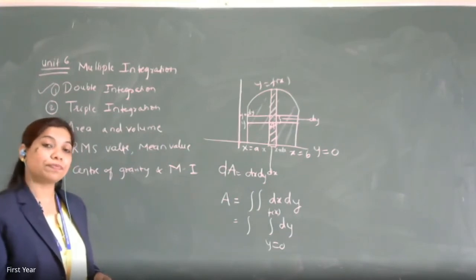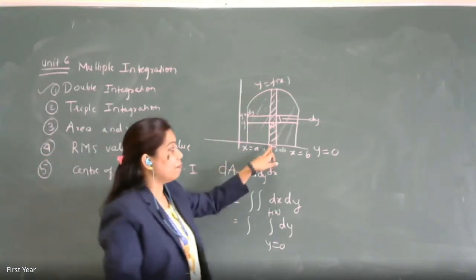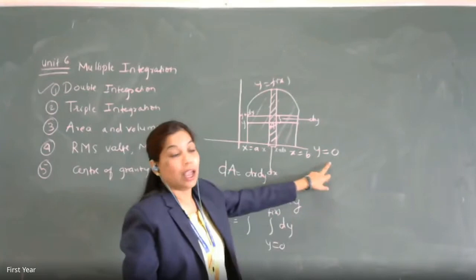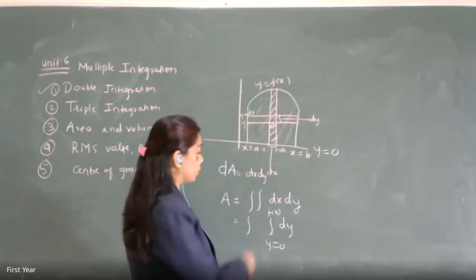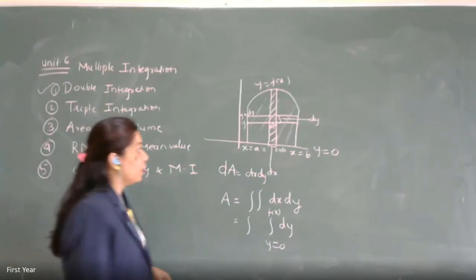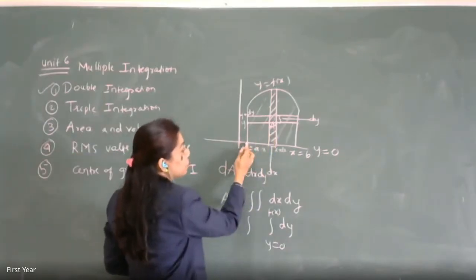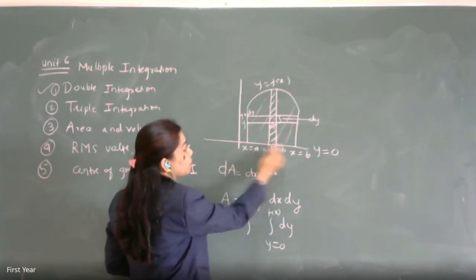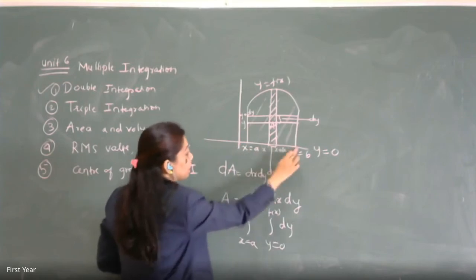Is this clear? Do you understand the limits? Your vertical strip is lying below on the y is equal to 0 line, and above on the curve y is equal to f of x. So the limits of y are 0 to f of x. Is this clear, everyone? Now you have to find the limits of x. As the vertical strip moves from the starting point of the area under the curve to the end point, what's the limit of x? x is going from A to B.